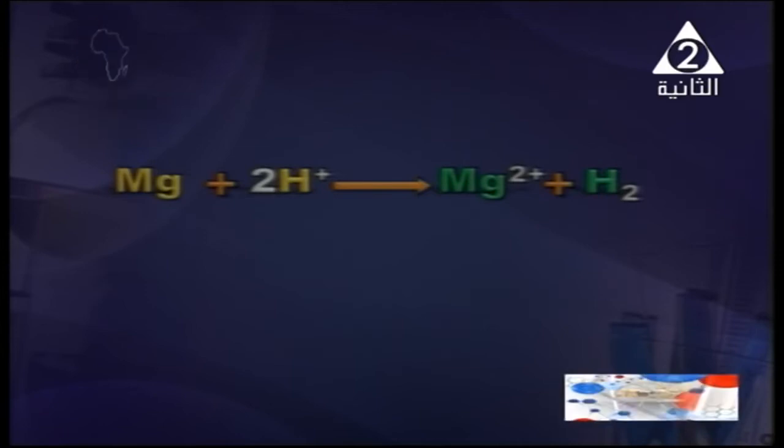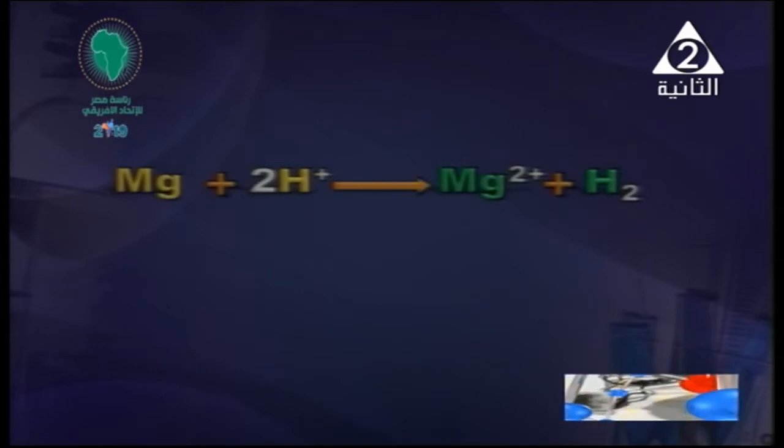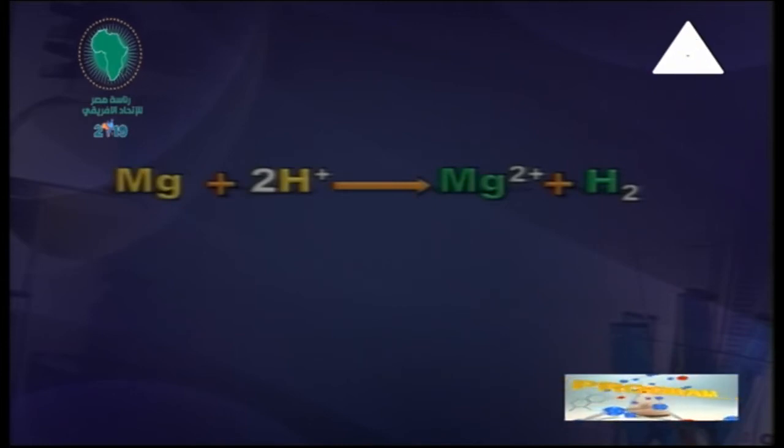What happens in this reaction? Magnesium changes into magnesium 2+. Magnesium ions carry 2 positive charges after losing 2 electrons, while 2H+ accepts these electrons and changes into hydrogen gas that evolves from this reaction. How can you detect the presence of hydrogen gas from any reaction? Hydrogen gas burns with a pop sound.